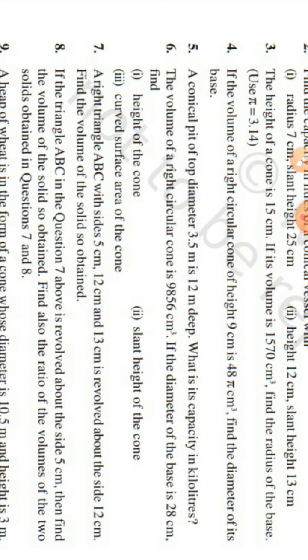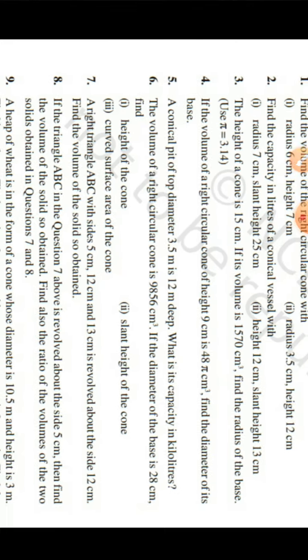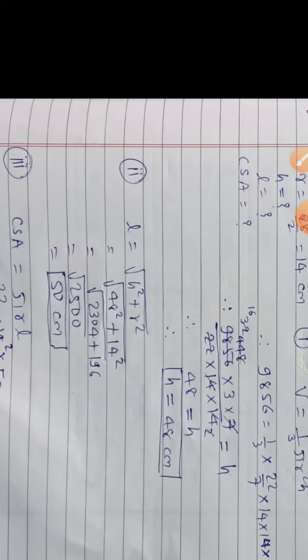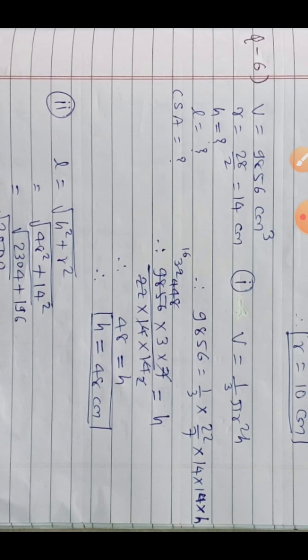Start from given only. I earlier told you, start from given, not from asked. Whatever is asked is not possible directly. So start from the given value only. Given is volume, so we have to start from volume only. So number 6 solution. V is 9856, R is 28 by 2, which is 14. Why? Diameter was given. S is not given, L is not given, CSA is not given. So first we start from given, which means volume.